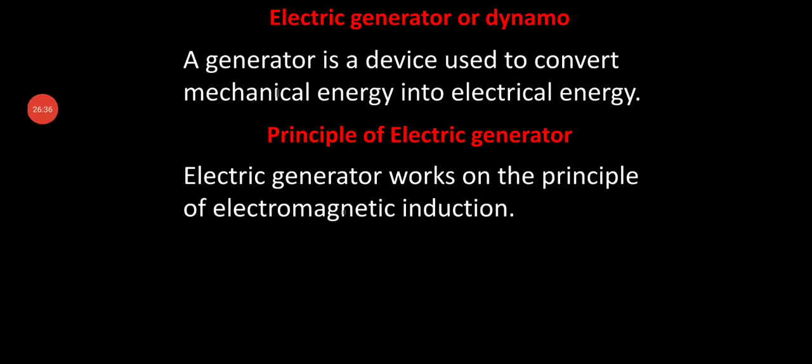So I hope this is understood. Now let's recall once again the working of the electric generator. Okay, so what is an electric generator? It is also called a dynamo. A generator is a device used to convert mechanical energy into electrical energy. So a motor converts electrical energy into mechanical energy, whereas a dynamo converts mechanical energy into electrical energy. And the principle of the electric generator is based on electromagnetic induction.